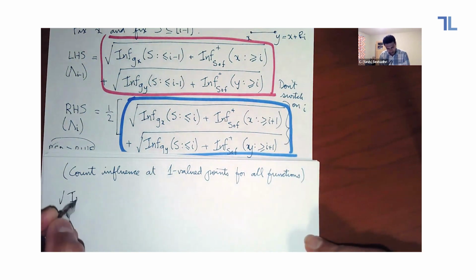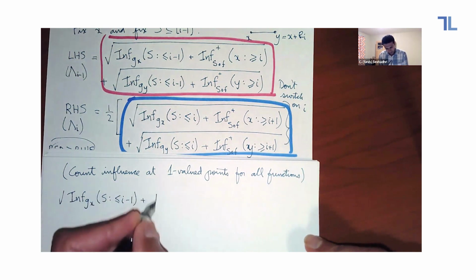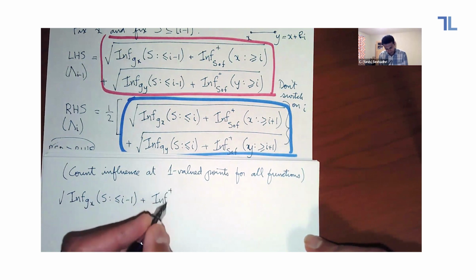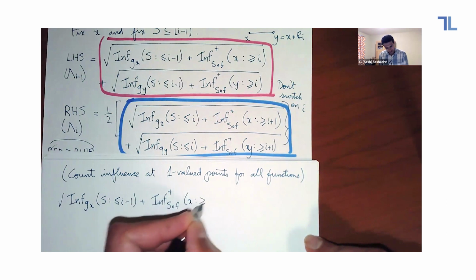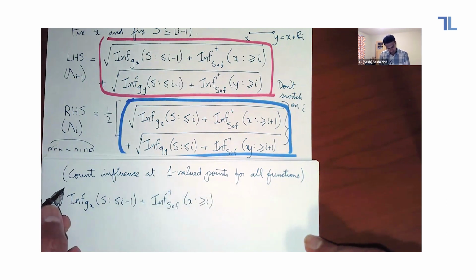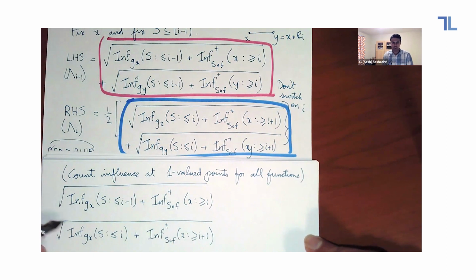Okay, so the influence of g_x at s is at most I plus the influence of s circ f at x greater than I. So this is square root here. And then in the other, even if you ignore the square root, it's inf g_x s less than I plus inf s circ f x greater than I plus 1. So observe that these two and these two are basically just the same thing except for a change in index.